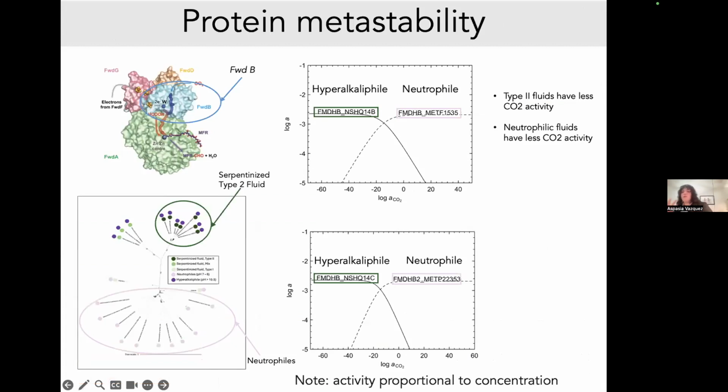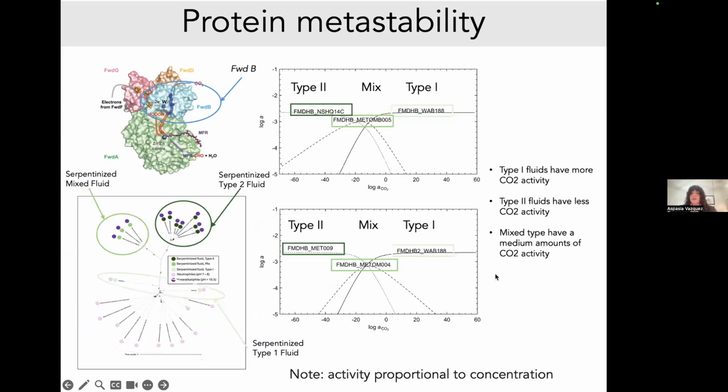And here are some graphs from that same protein sequence analyses. We did two types of studies, and this was the first one. We compared a neutrophile and a hyperalkalophile, and this just models CO2 activity. And activity, think of it as proportional to concentration, so of CO2 in the environment. What we see here is that our neutrophile has more CO2 activity than our hyperalkalophile, which we would expect based on their CO2 availability. And we did two replicates of this and saw two very similar results.